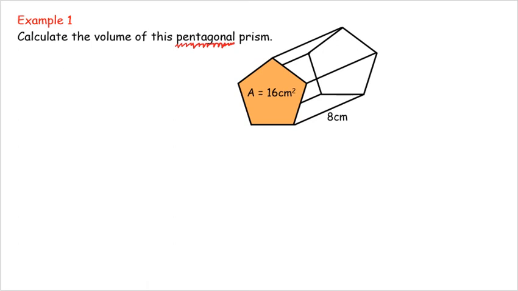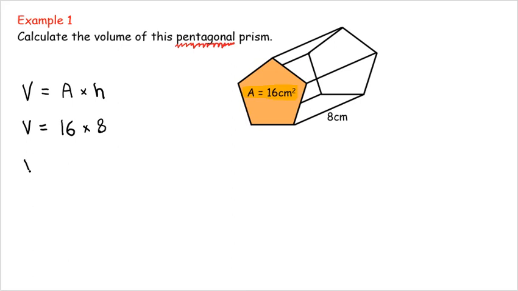The first thing I'll do is I realise it's a prism, so I'll write down my formula. The volume of a prism is equal to the area of the face multiplied by the height. And remember that height you can think of as the length of the prism as well. We just use h, but it could be the length. So the volume is equal to, a nice example this, we have the area anyway, so we don't need to do any calculation to work out the area. So the volume is equal to 16, that's the area, multiplied by the height of the prism, or the length of the prism, which is 8. So 16 multiplied by 8.